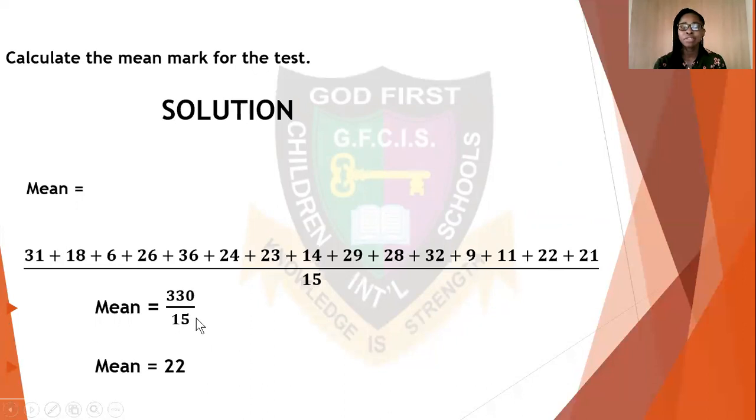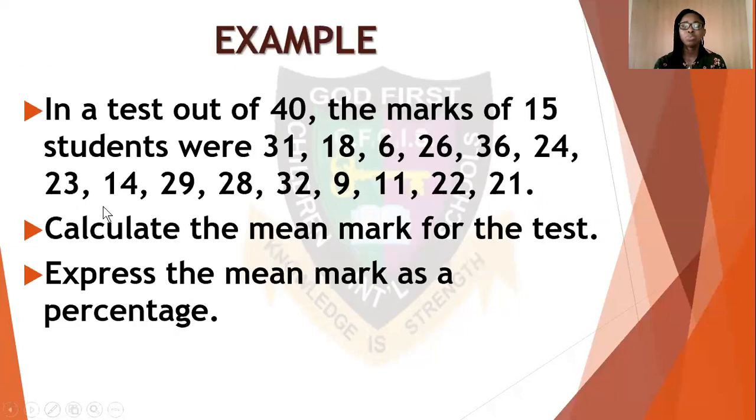Mean is equal to the addition of all these numbers, which is 330, divided by 15. And 330 divided by 15 gives us 22. The mean mark is 22. The mean mark for the test of 15 students is 22.